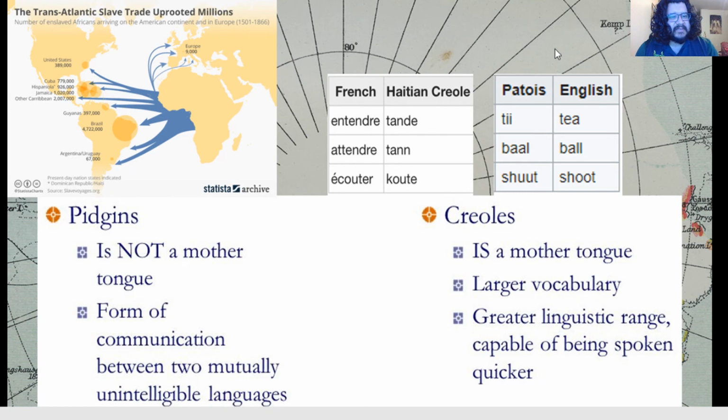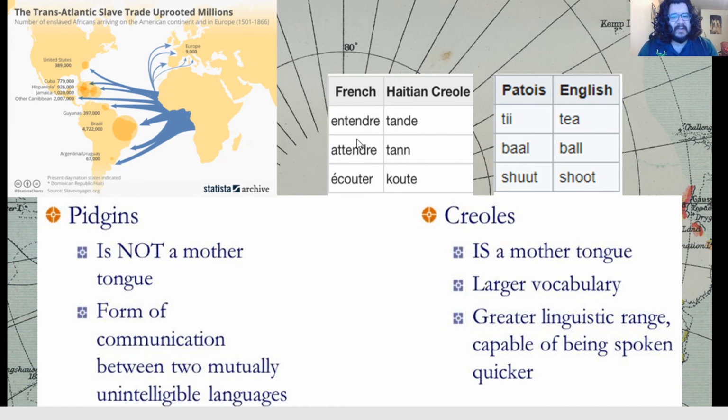Now we can see here with Patois, T is T, ball is ball, shoot. We see these different pronunciations and spellings, but we can see that common trend, that common thread between the two languages.